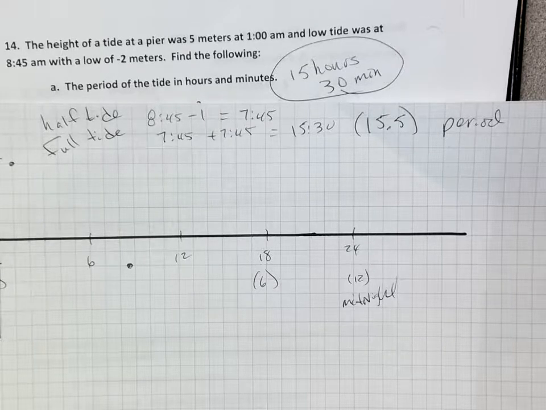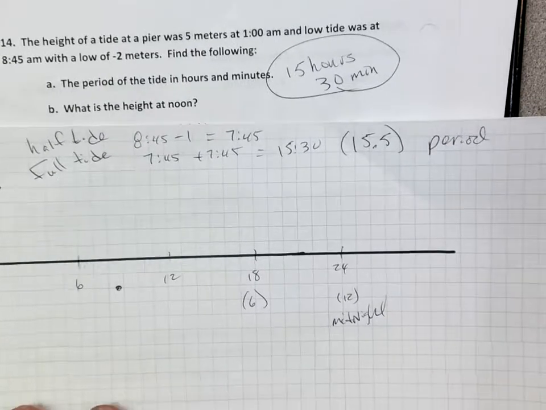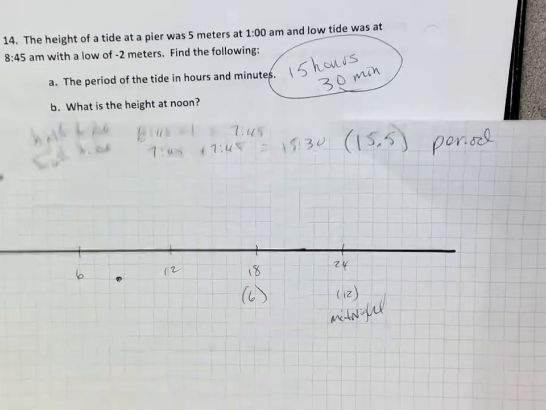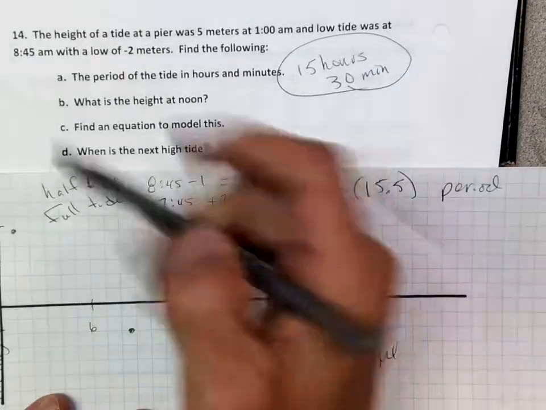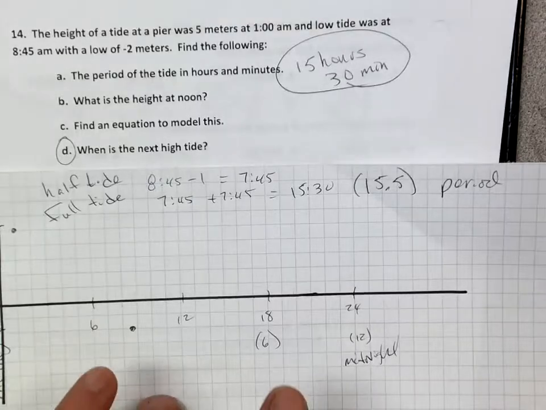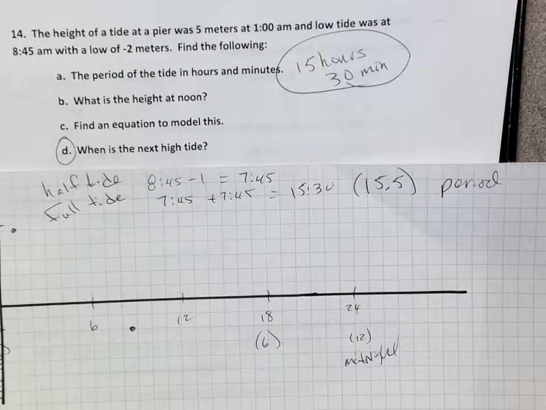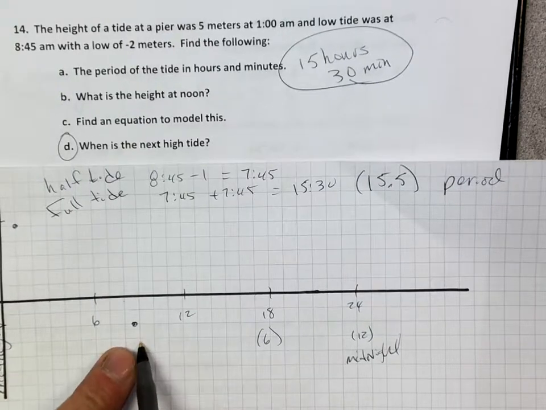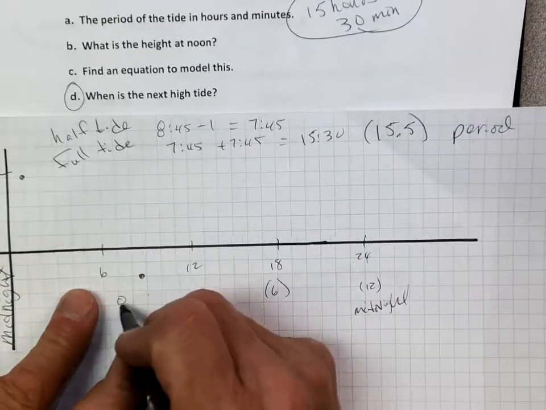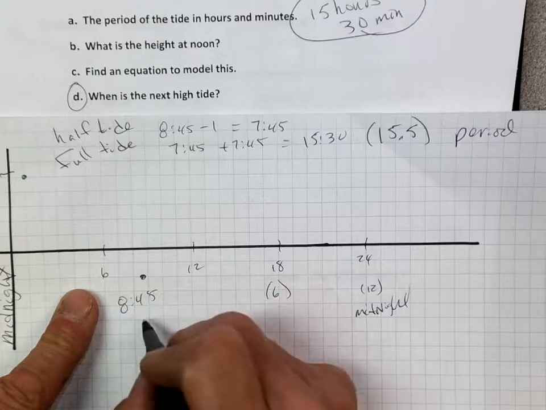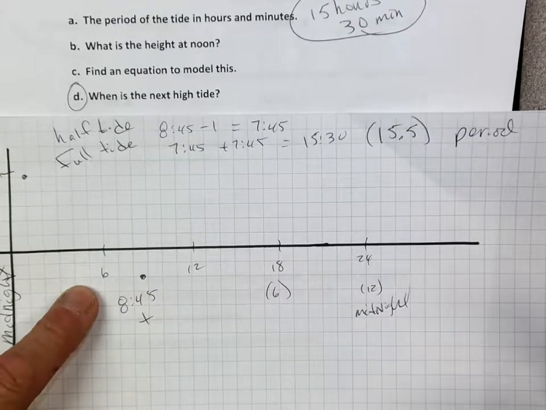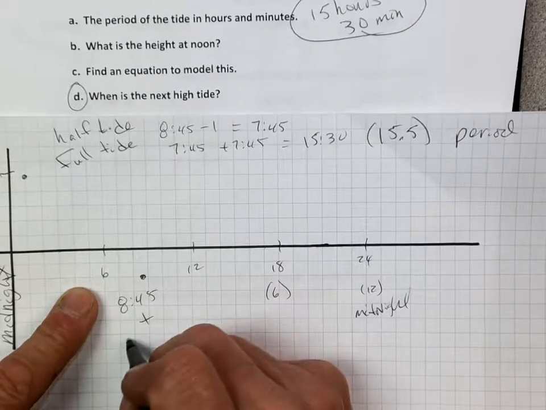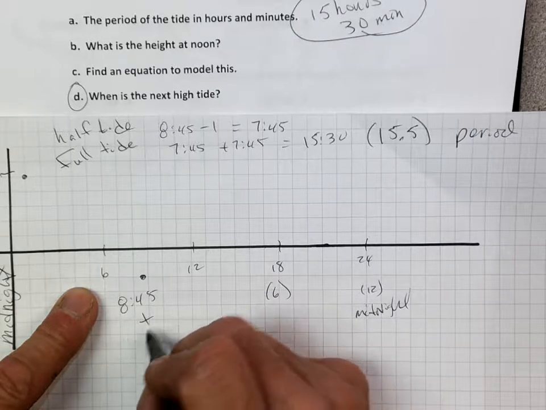Good. Okay, now, what's the height at noon? I'm going to have to guess at that. I don't quite know, but let's do D first. When's the next high tide? Let's do this one first, okay? So, to do D, the next high tide is going to go from this little spot right here at 8:45, and I'm going to add in my half tide. What's my half tide? 7:45, right?